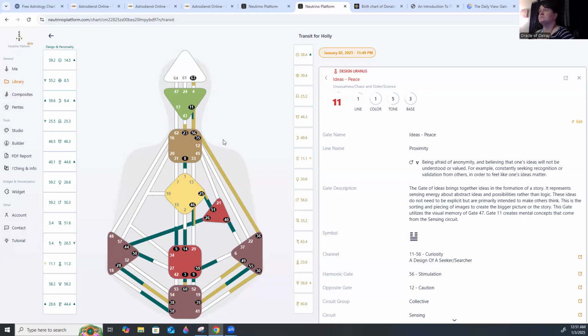And you can see what it looks like, but that's just a general overview of how to look at a human design chart in a competent way.